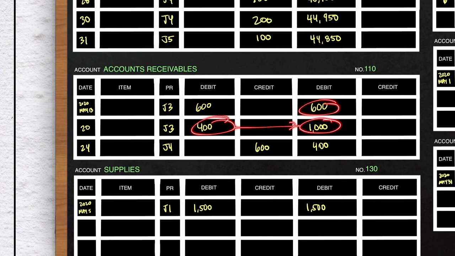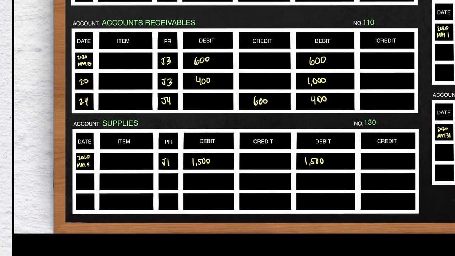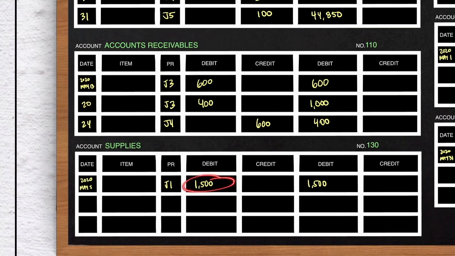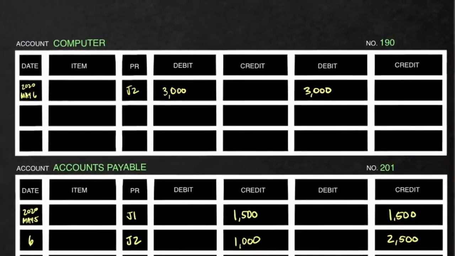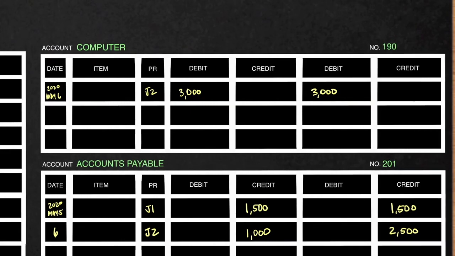Accounts receivable, let's go over that. We have 600, 600 debit, 400, 400, another 400 debit, so you add. And in that third transaction, it's a 600 credit. So you have $1,000 debit and $600 credit. You have to take the difference, which leaves you with a running balance of $400. Supplies only had one transaction. It's a $1,500 debit. So your running balance is $1,500 debit. The same thing with computer. 3,000, 3,000. That's pretty easy.